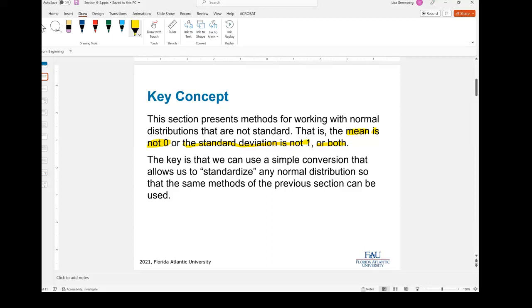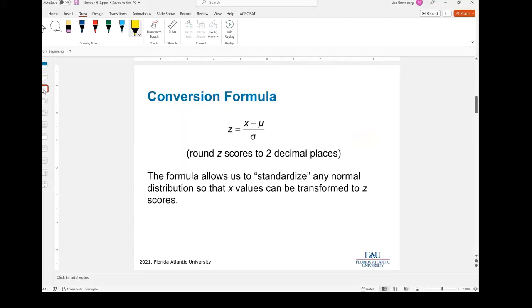So basically, to do that, we have a formula. There's our formula. Z equals (X minus mu) divided by sigma. X is the value that you're using to find the probabilities. And I will, of course, do an example. This formula allows us to standardize any normal distribution so that the X values can be transformed to Z values, to Z scores.